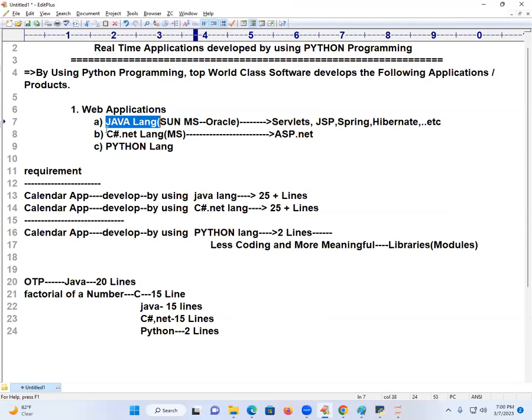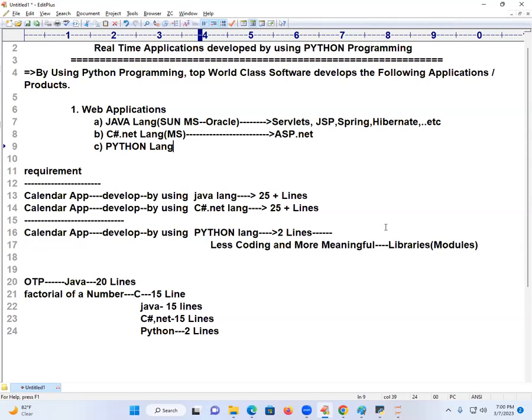Java is difficult, C#.NET is difficult. Or you tell me which one is easy? Why Python? Actually, you don't know. Web application development, you don't know. But after showing the calendar application and everything, you are thinking that when I'm developing a web application using Python, what is Sir going to explain? A lot of modules. Writing an application in Python is nothing but making use of modules. That's all. Are you getting my point?